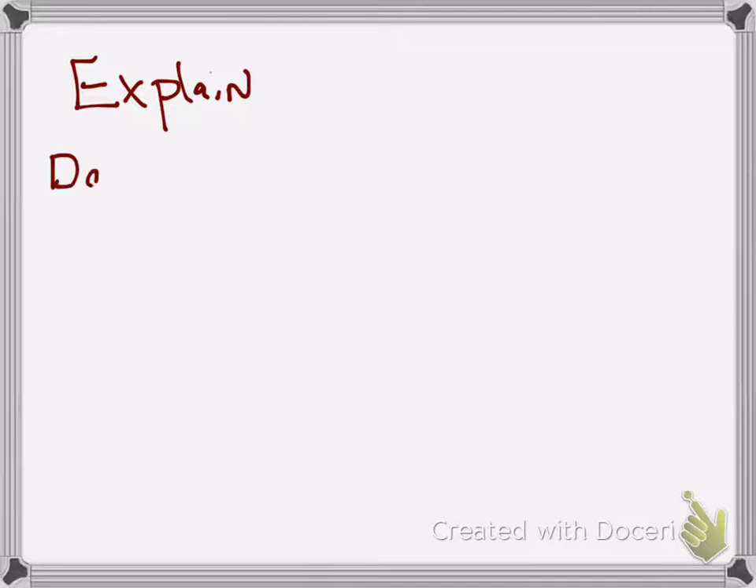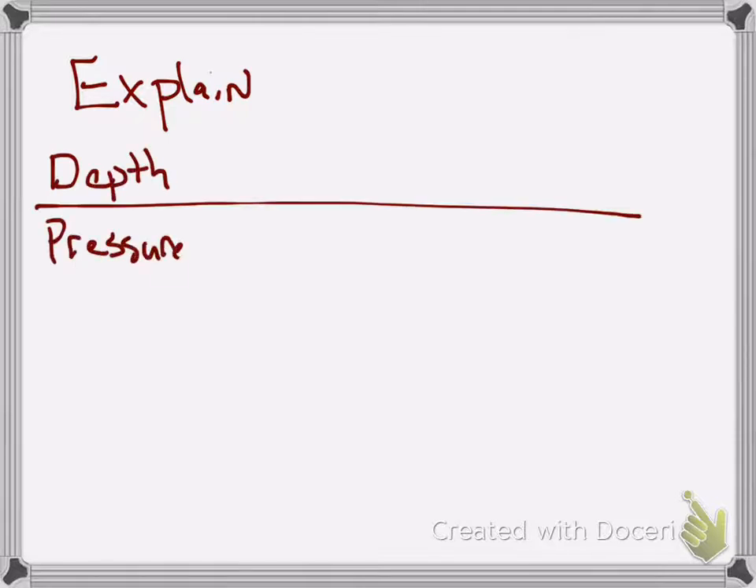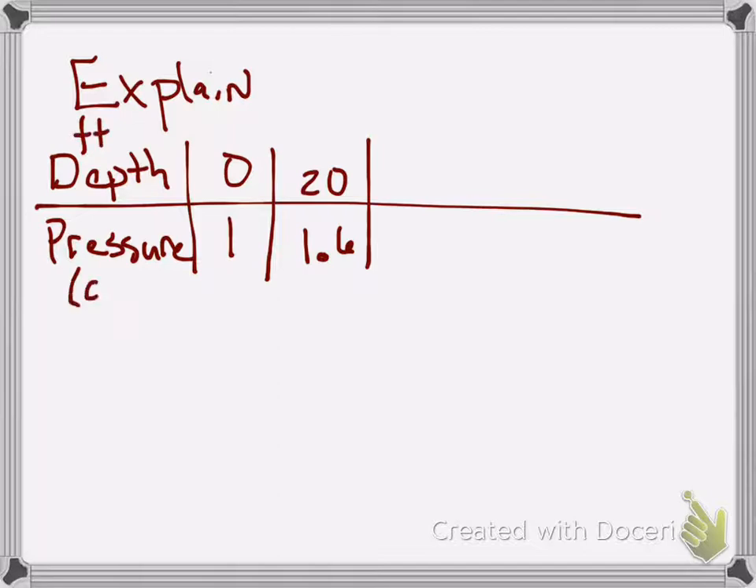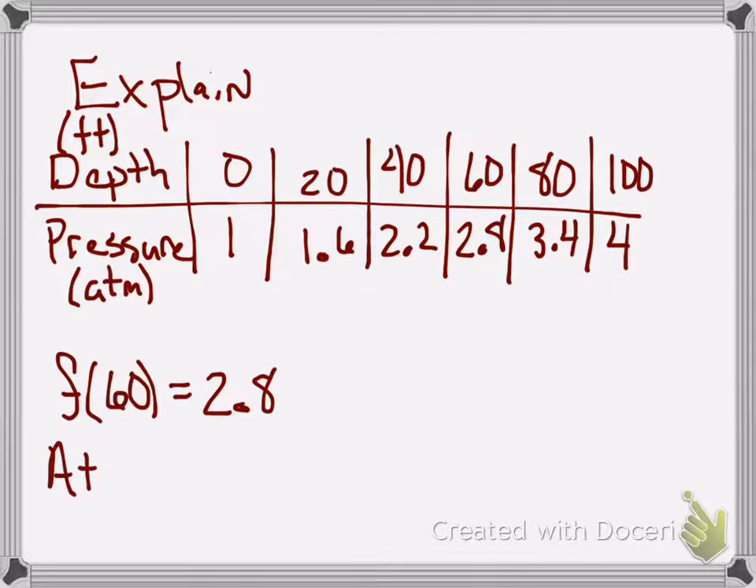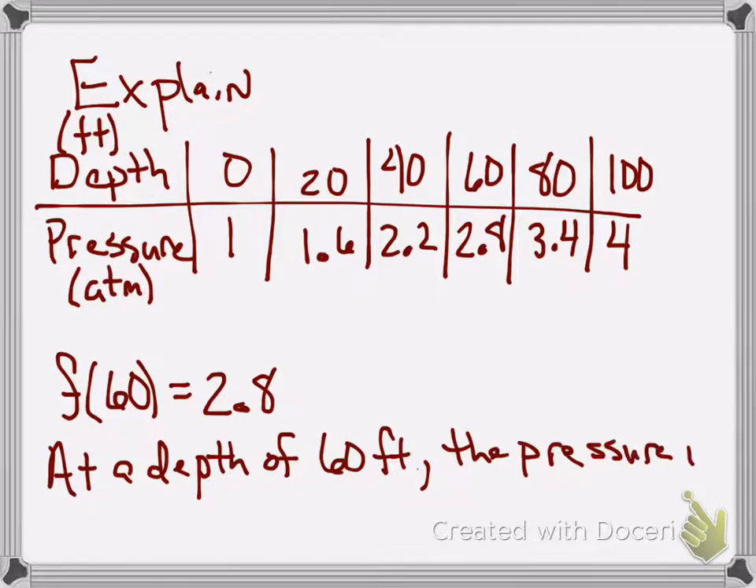Okay, so now let's talk about explaining. Here's a table. We're talking about a diver, and at different depths, what type of atmospheric pressures this person is feeling. So what would f of 60 mean? At 60, the answer is 2.8. What does it mean? It means at a depth of 60 feet, the pressure would be 2.8 ATMs, or 2.8 atmospheric pressure, which means you should feel almost 3 times heavier than what you normally would. That's how much pressure is being exerted on you.